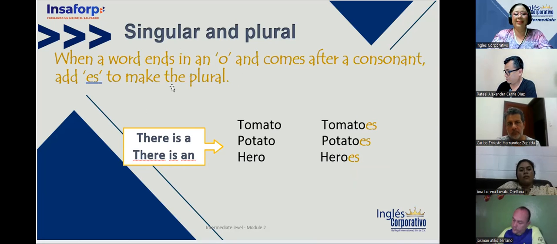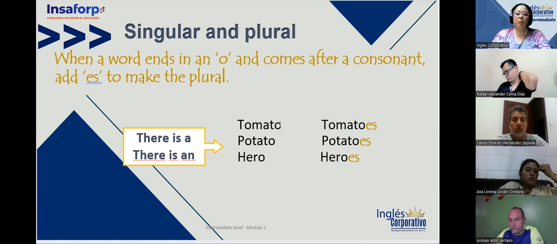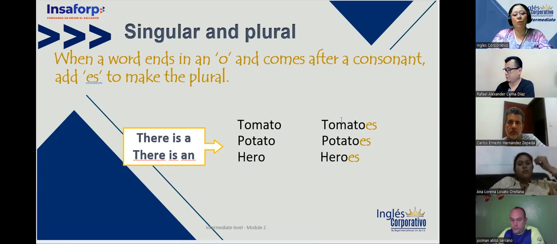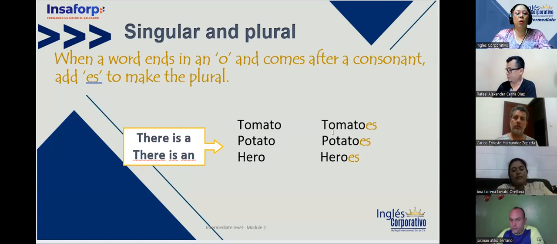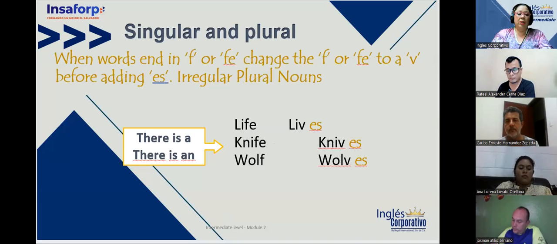When a word... Esta es otra norma para los plurales irregulares, ¿verdad? Tenemos que fijarnos que when a word ends in a letter O and comes after a consonant, you have to add ES to make the plural. For example, tomato, tomatoes, okay? No pronunciamos esa E, no decimos tomatoes, no. Decimos tomatoes, right? Tomatoes, potato, potatoes. Hero, heroes. So we add ES when the noun ends in a letter O after a consonant letter.